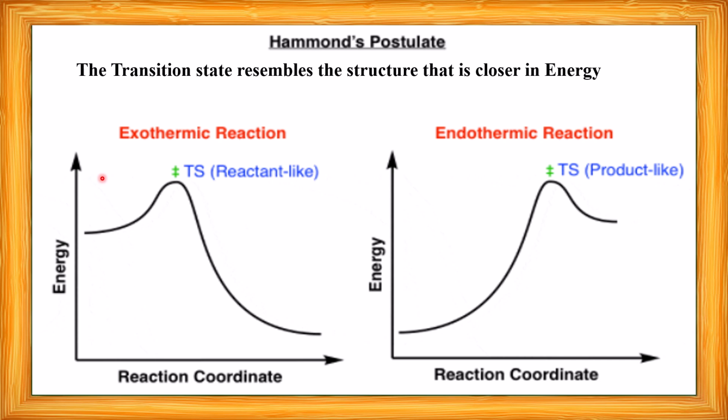In case of endothermic reaction, the product has higher energy than the reactant. Therefore, the transition state, the hump in the energy profile, should be placed closer to the product.